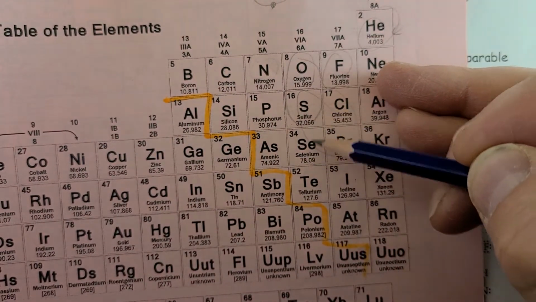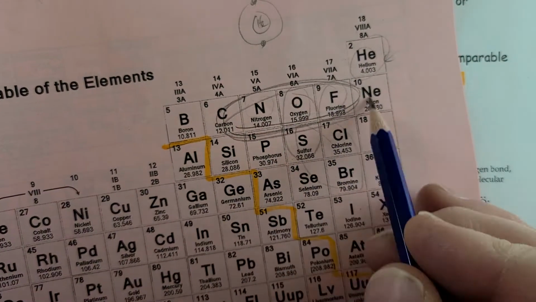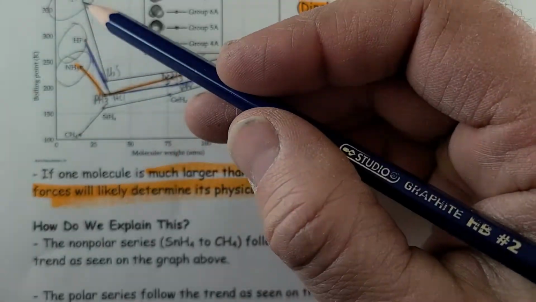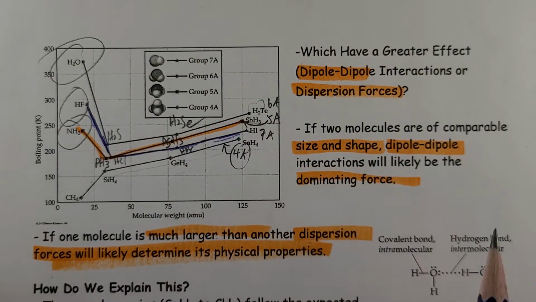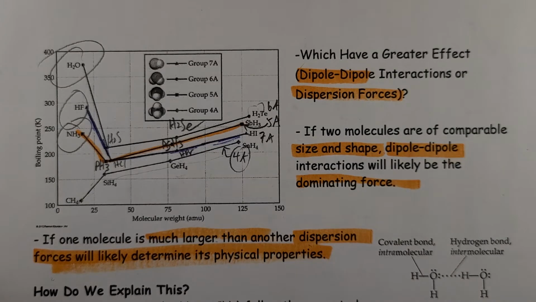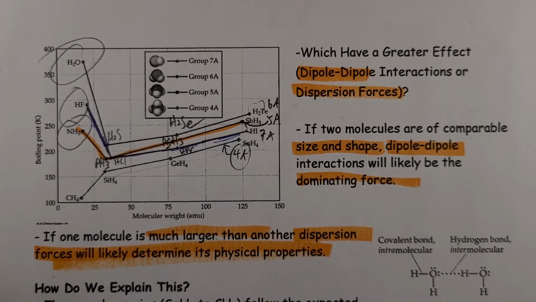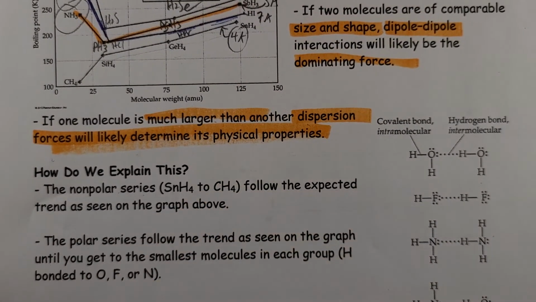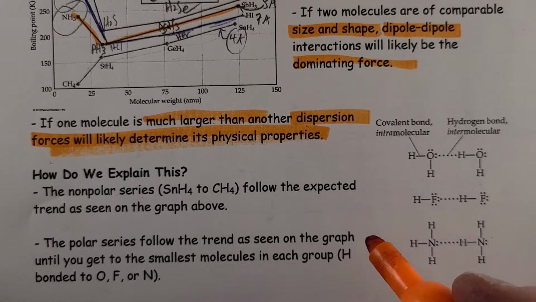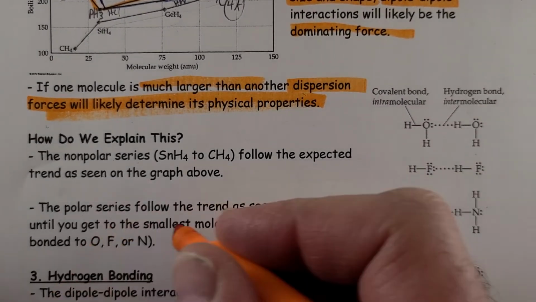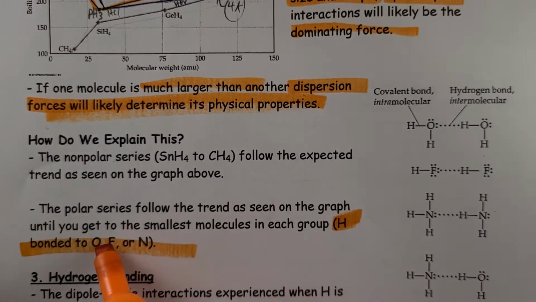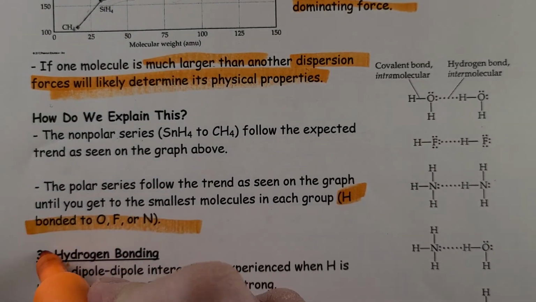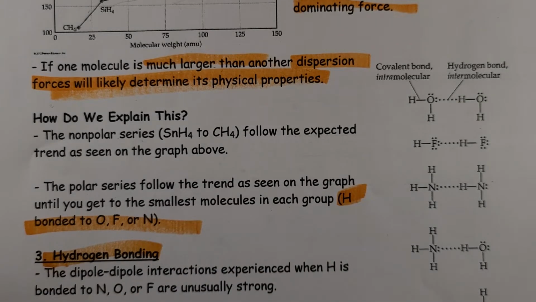H2Te, but again, these three here are interesting. When H is bonded to one of those, they are quite high in terms of dispersion forces. So now why is that? As we can see, most of it follows the series, but the polar series follow the trend as seen on the graph until you get to the smallest group. So when H is bonded to an O, F, or N. O, F, or N. So that leads us to the third type of bonding.